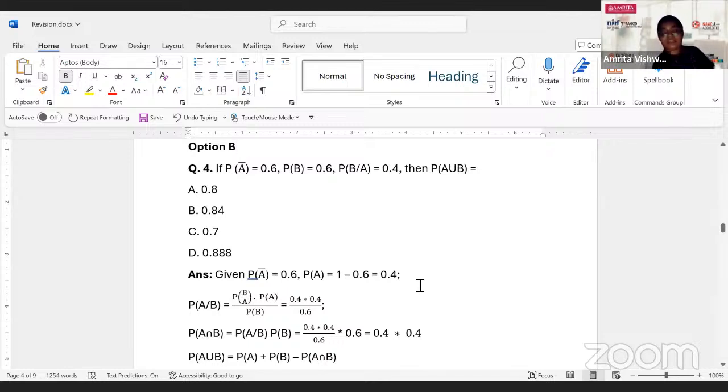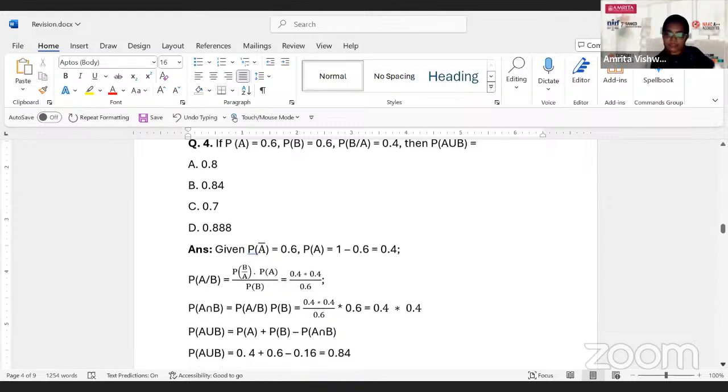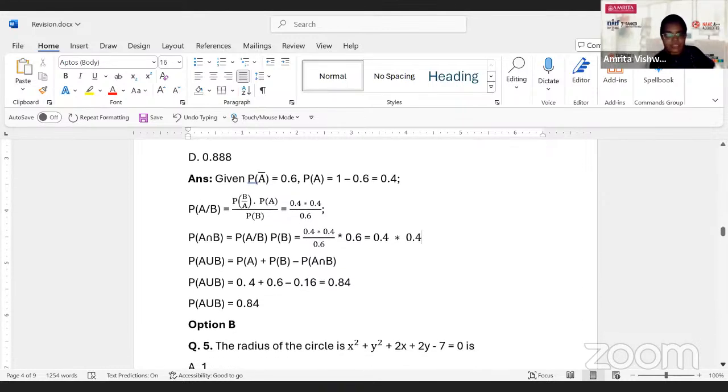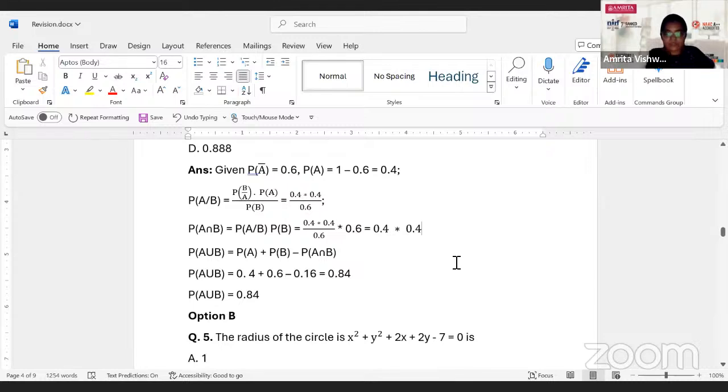Now P of A intersection B is P of A by B into P of B. P of B is 0.6. So I got something like 0.4 into 0.4 as P of A intersection B. Now P of A union B equals P of A plus P of B minus P of A intersection B. P of A is 0.4, P of B is 0.6, minus 0.16. 1 minus 0.16. Can you all check?